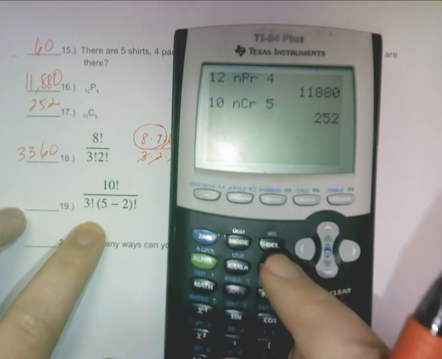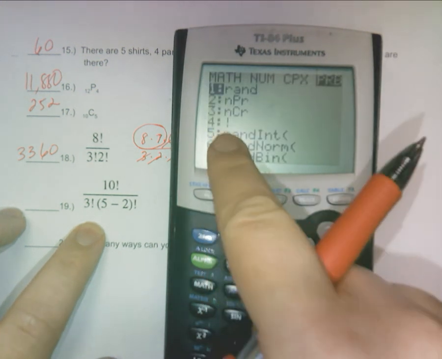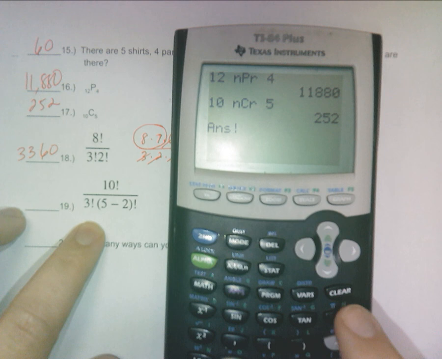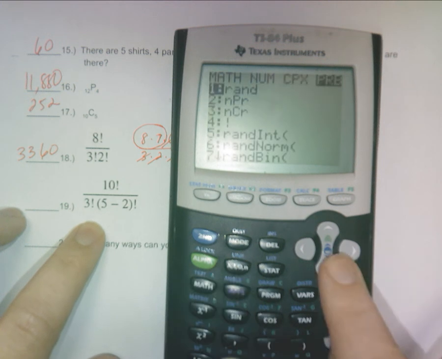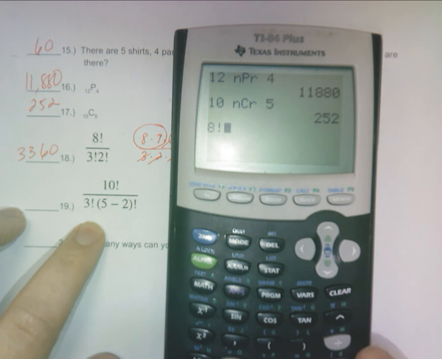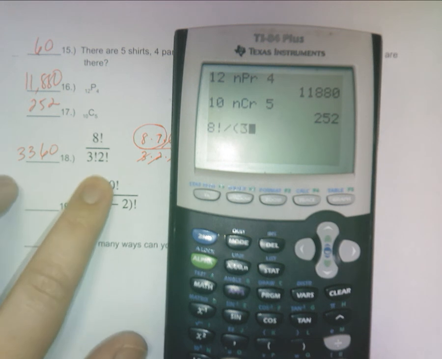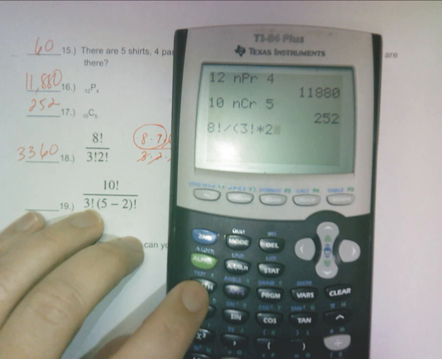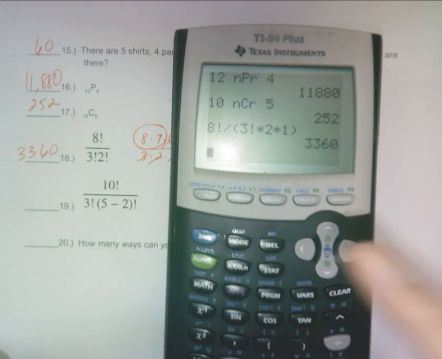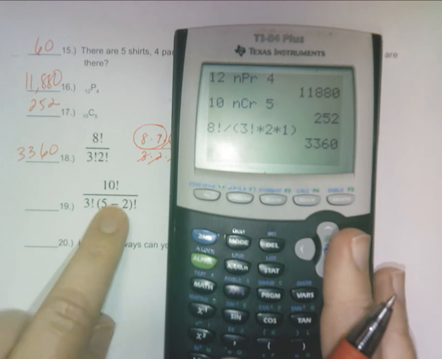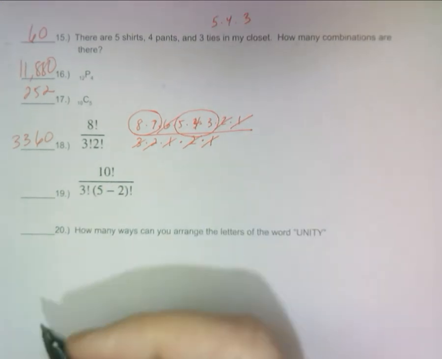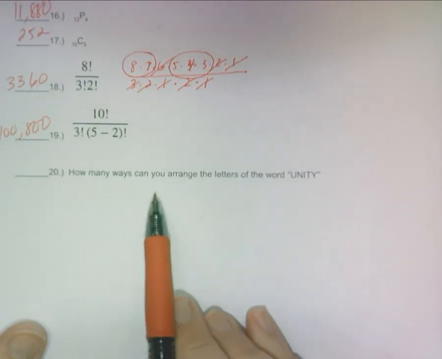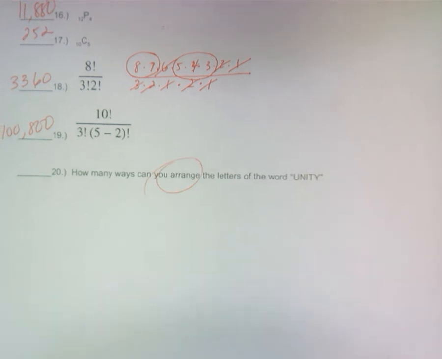Again, you could use your calculator. The factorial button is math, prob. See the factorial right there? So you can actually do clear, 8 factorial and then divide that by 3 factorial times 2 factorial, but that's just too much for me, but you'll get the same answer right there. And you can do the same thing here. And I will tell you that the answer should be 100,800.